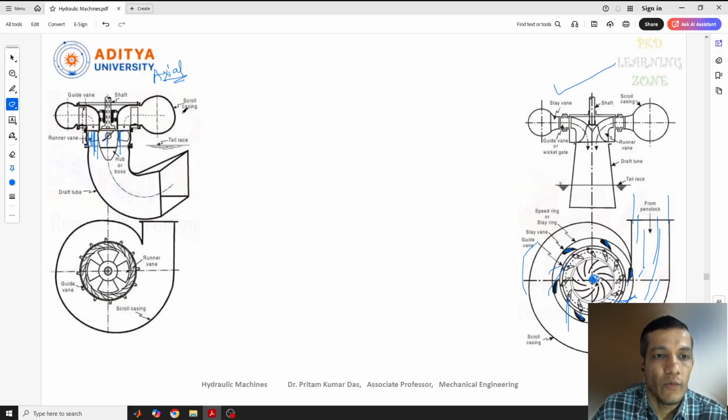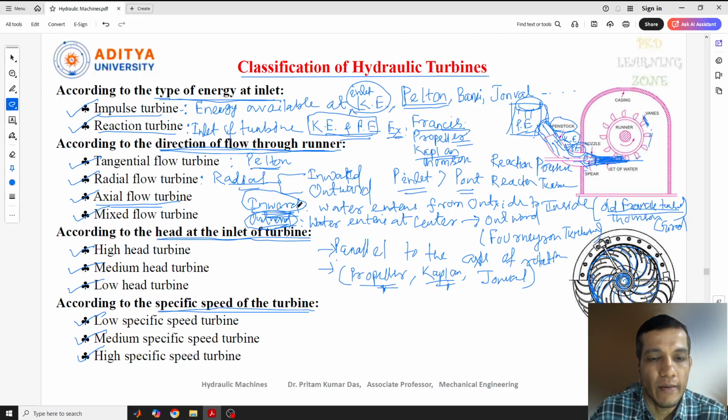Water comes through the casing part, from the outside penstock, then goes inside and strikes axially. This is the shaft part. So this is the axial turbine. We'll discuss the Kaplan turbine in detail later, then we'll see how it moves.